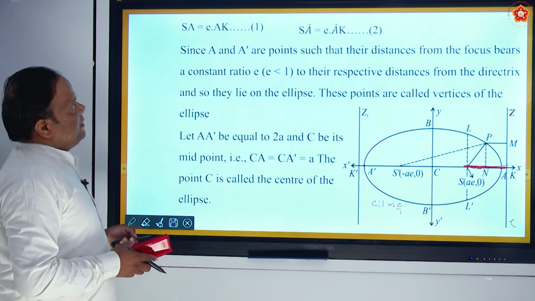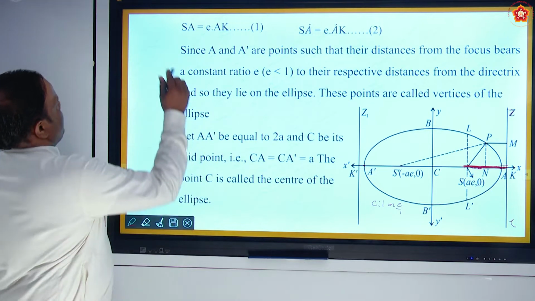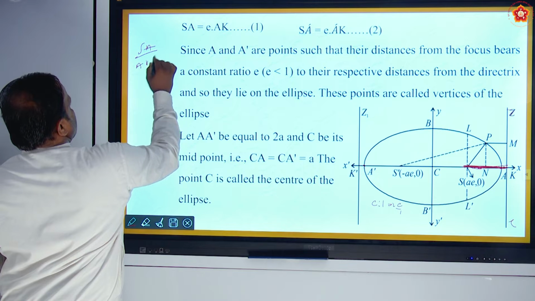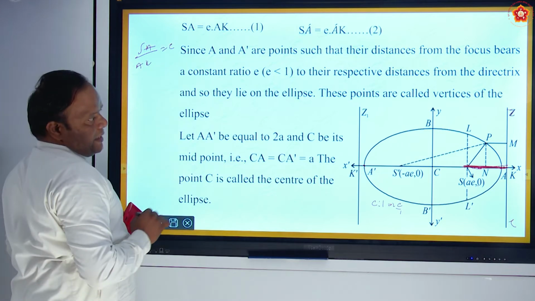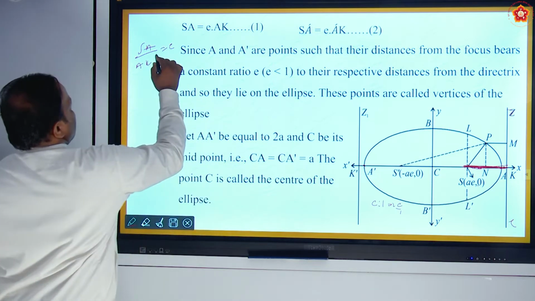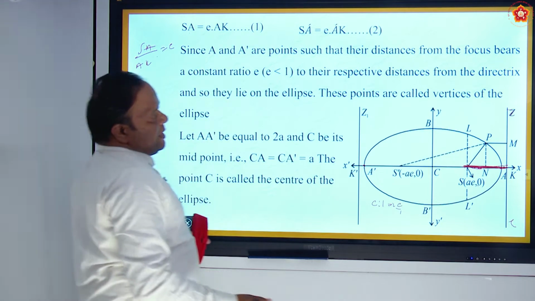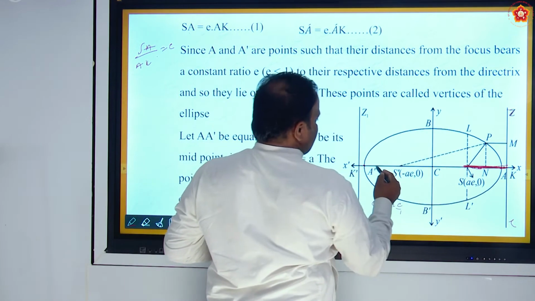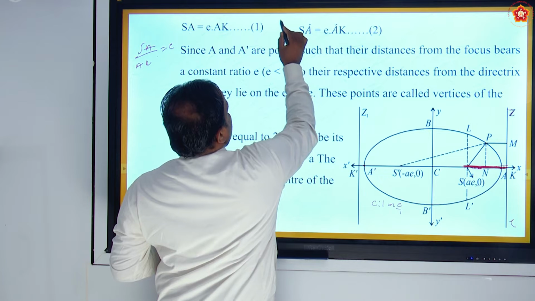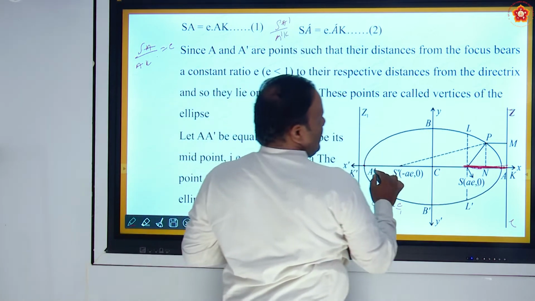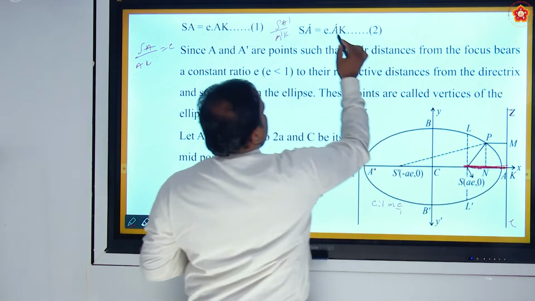E is less than 1, such that SA by AK is equal to E. Clearly, we can write SA is equal to EAK, equation number 1. Similarly, SA dash by A dash K is nothing but E.